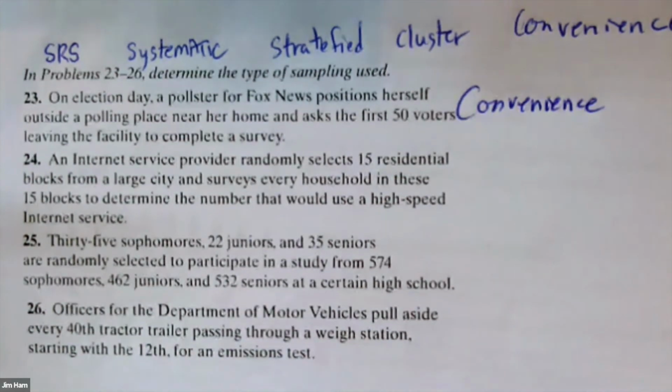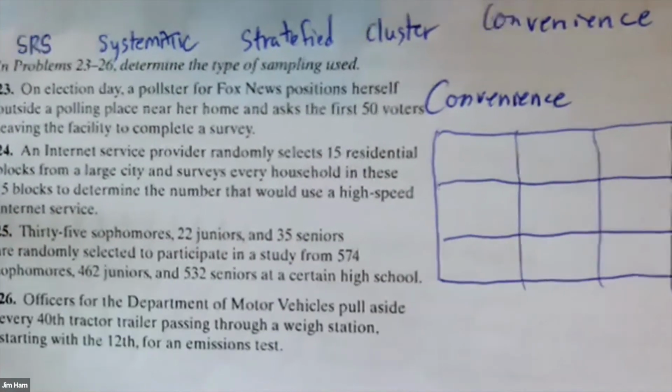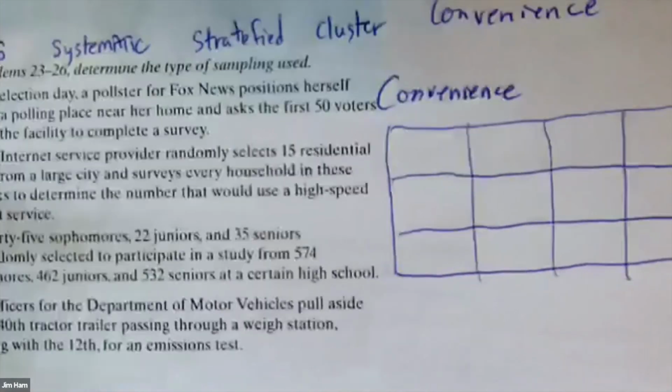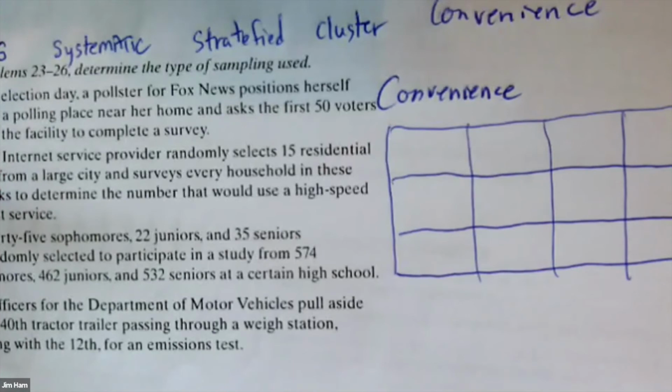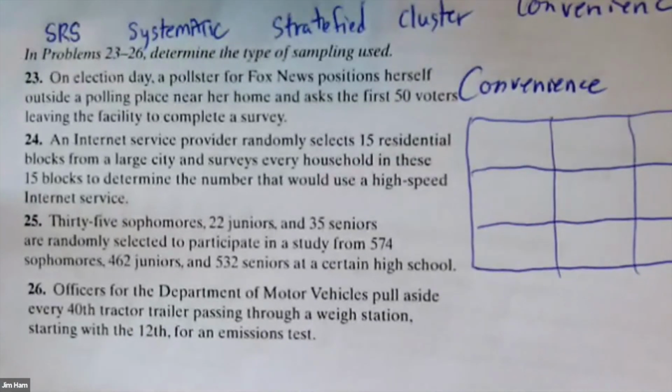All right, what about number 24? Internet service provider. Oh, there's randomly. Okay, randomly selects 15 residential blocks in a large city. Surveys every household in those 15 blocks to determine the number that would use high-speed internet service. So there's my neighborhood, and there's the blocks. Now, what are they going to do with those neighborhoods? All right, go ahead and enter what you think the answer is for number 24.